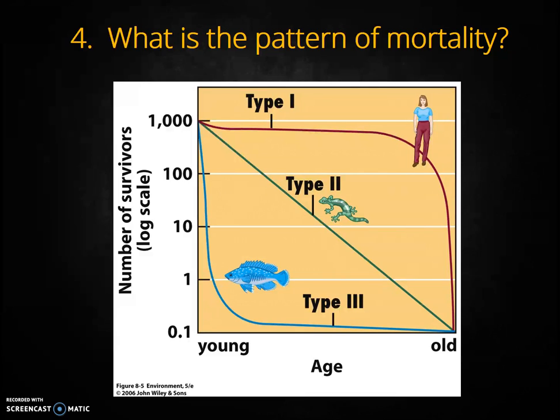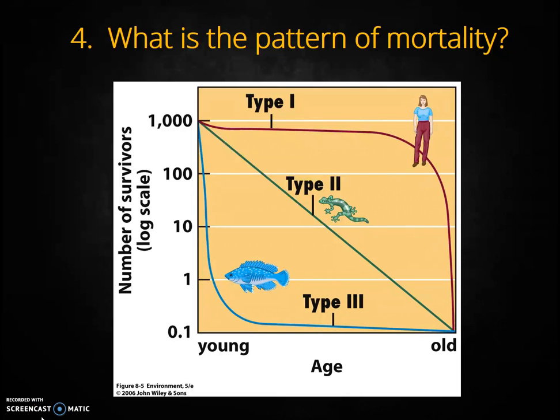Type 2 shows a species that has about the same likelihood of mortality all throughout its life. And type 3 shows a species that has a high mortality rate early in life, but if it survives that period, it tends to live a long life.